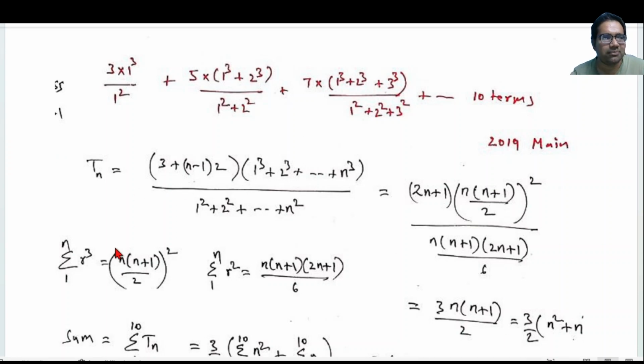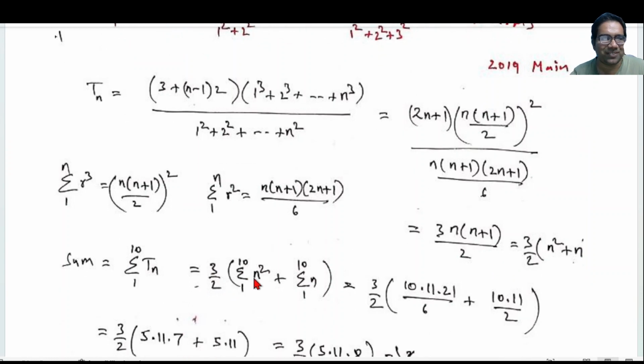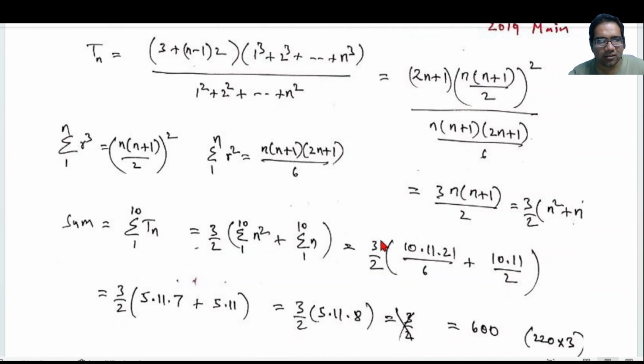Our sum is actually this tn from 1 to 10, because the question is about the first 10 terms. The sum of the first 10 terms is the sum of 3 by 2 into n square plus n from 1 to 10. That is 3 by 2 into the sum of n square plus the sum of n. The sum of squares of the first n natural numbers is n into n plus 1 into 2n plus 1 by 6. Here n is 10, so 10 into 11 into 21 by 6, plus the sum of the first n natural numbers, n into n plus 1 by 2, so 10 into 11 by 2, and 3 by 2 of that.